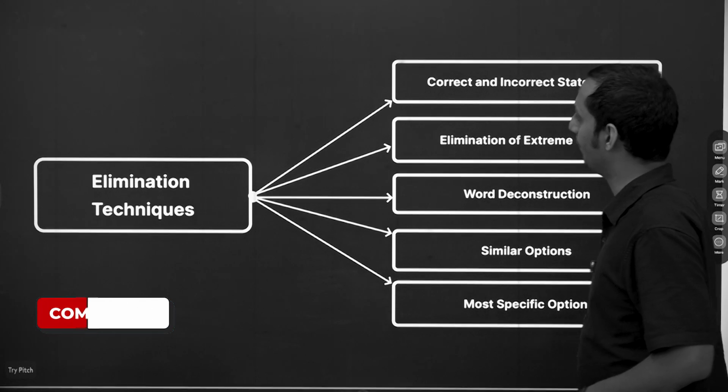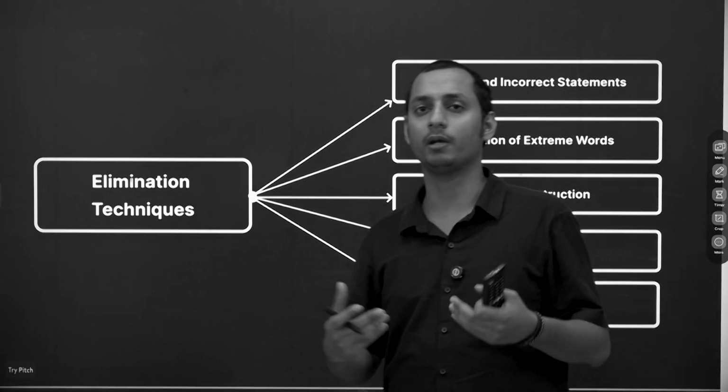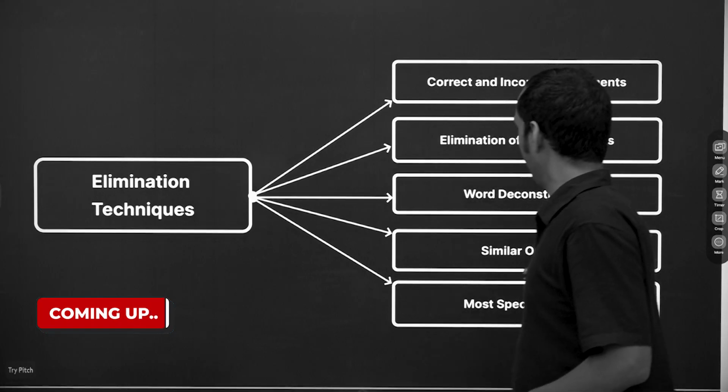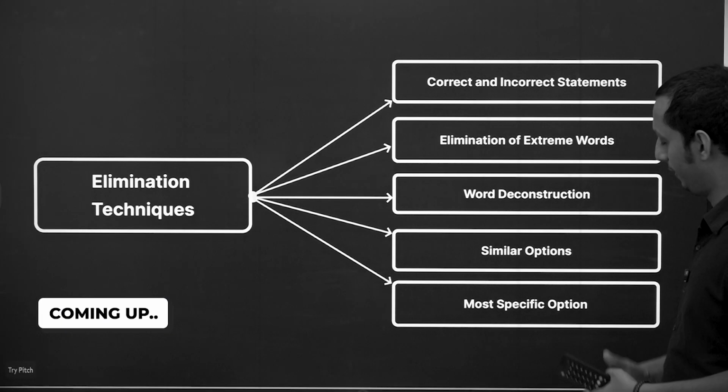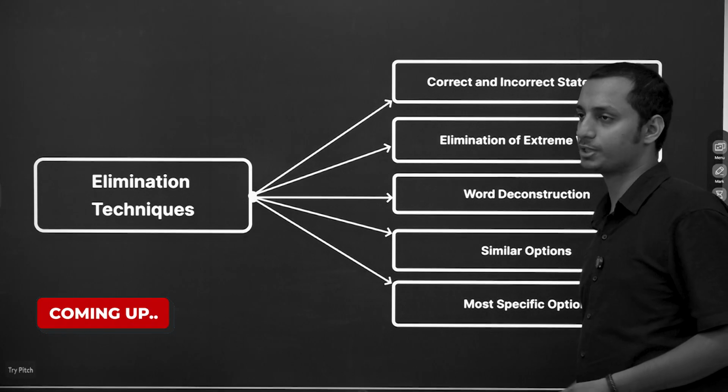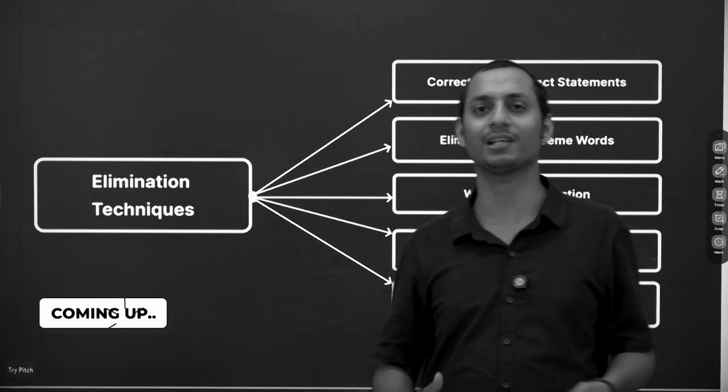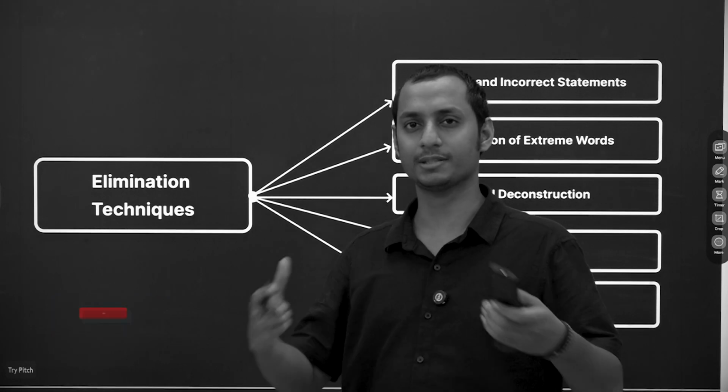Firstly, you need to identify whether the question basically asks you to identify the correct or the incorrect options. You need to go for the elimination of extreme words. You can go for word deconstruction, similar options, and finally, if you don't have any other logic, go for the most specific option, and I'll tell you how to do it.